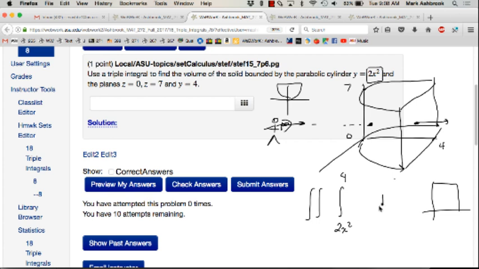So it's going to be dy. And then what is our projection region going to look like in that case? We'd have to get these x values. When y is 4, that's the square root of 2 and negative square root of 2. And then z from 0 up to 7. I think this is a rectangle, isn't it?